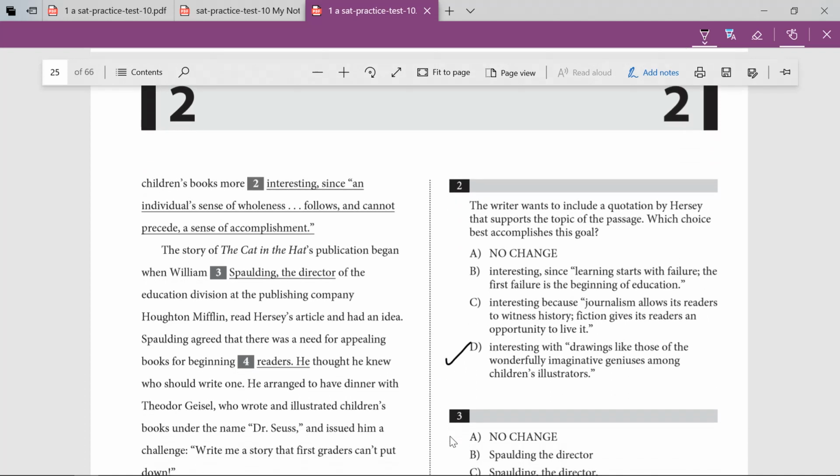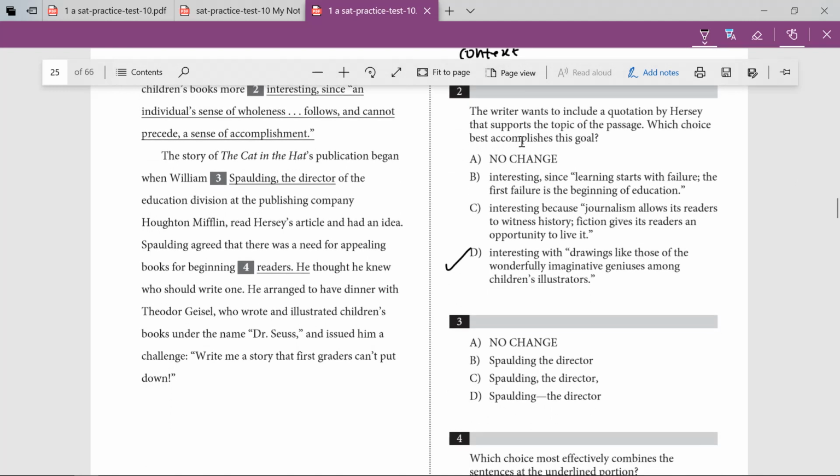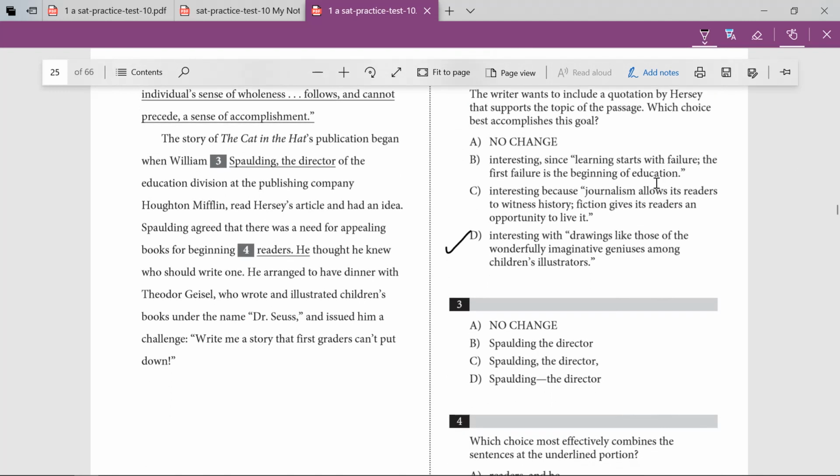So this was a context question. We have to make sure that we understand the nature of the question. This was a context question. Okay, let's go to the next one. The next one says, okay, I'll read the question first. So that gives me a little idea.